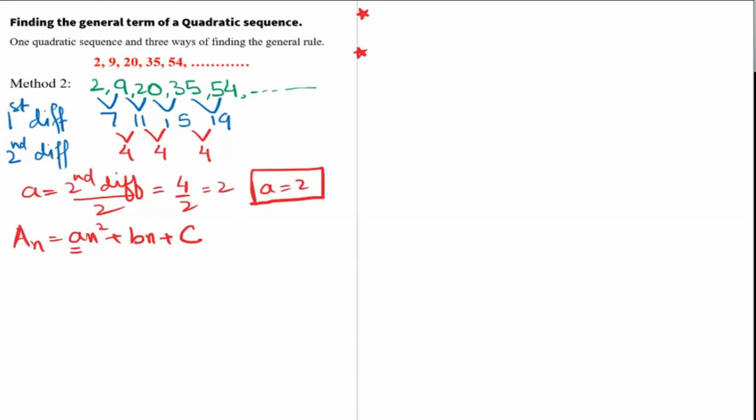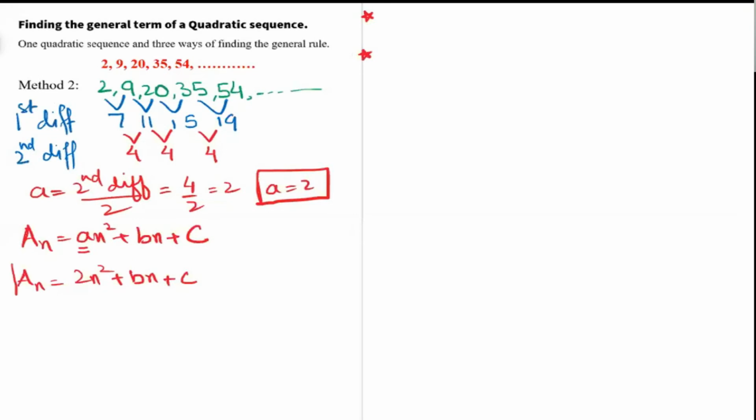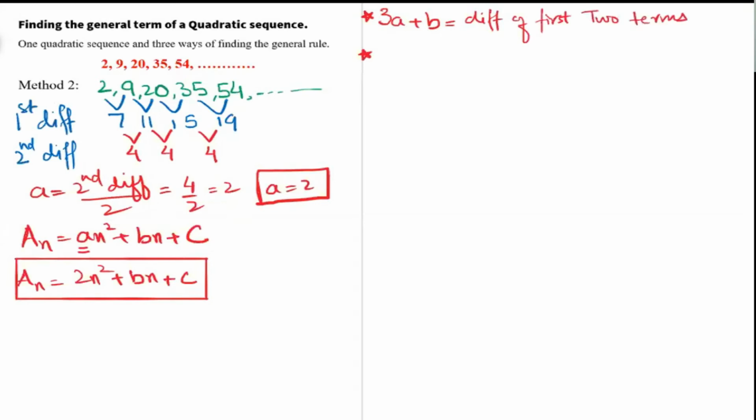So we can write it here. an is equal to 2n squared plus bn plus c. So I got this equation as the most updated equation so far. You have to remember these two facts. The first fact that I'm going to tell you is 3a plus b is the difference of the first two terms. We don't want to go into the proof of this, so I'm just asking you to remember this, that 3a plus b is the difference of the first two terms. The first two terms are 2, 9. So the difference of these two terms, second minus first term, is 7. So I've said 3a plus b is equal to 7.